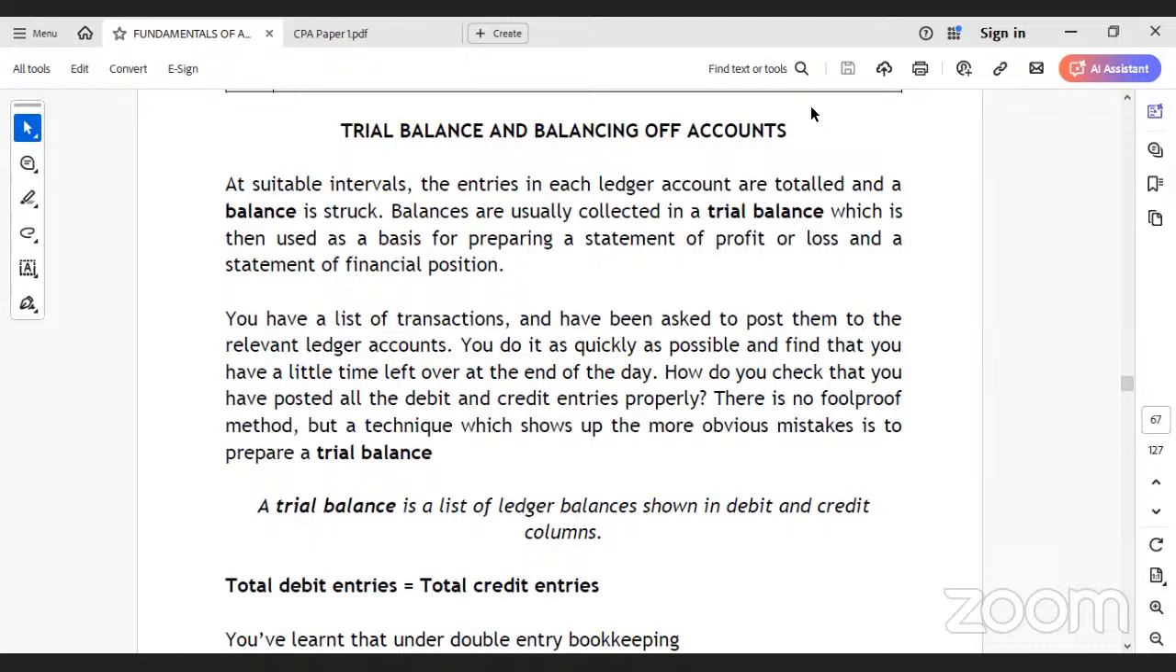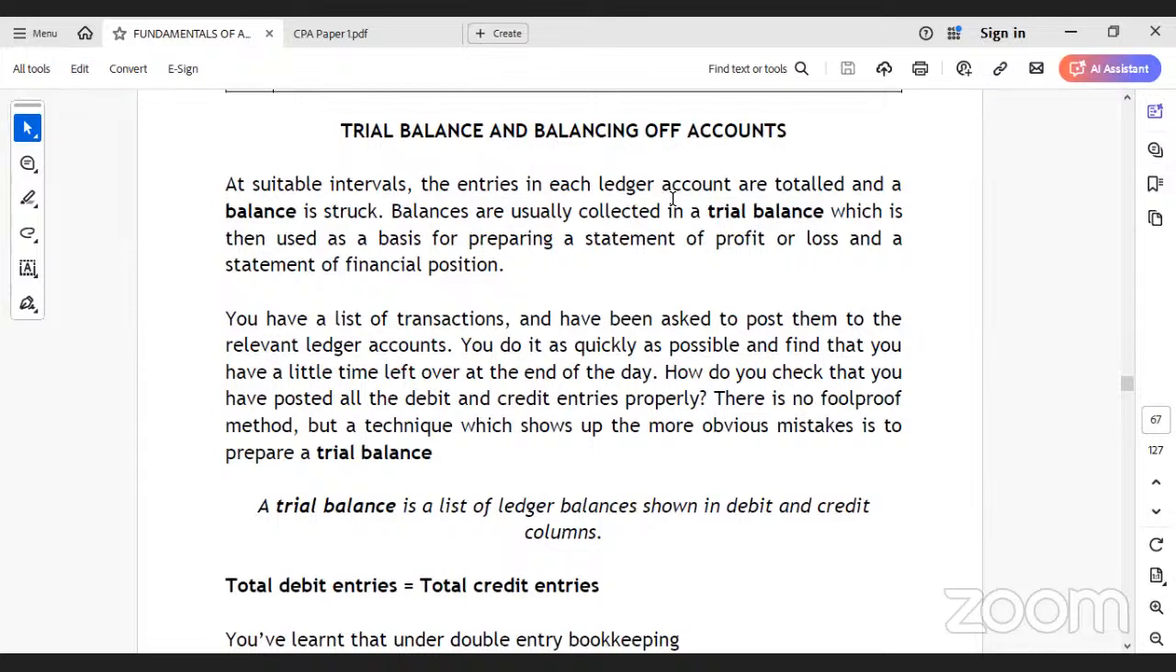Now, at suitable intervals, the entries in each ledger account are totaled and a balance is always struck. Balances are usually collected in what we call a trial balance, which is then used as a basis for preparing a statement of profit or loss and the statement of financial position.